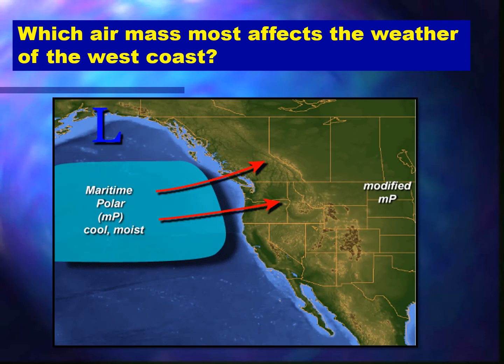Okay, question. Which air mass is most often going to affect the West Coast? Maritime polar air mass, and particularly the Pacific Northwest. But we could say the West Coast in general is usually being affected by the maritime polar air mass. Not so much from continental polar. The area east of the Rocky Mountains is pretty often going to get that continental polar air mass from Canada.